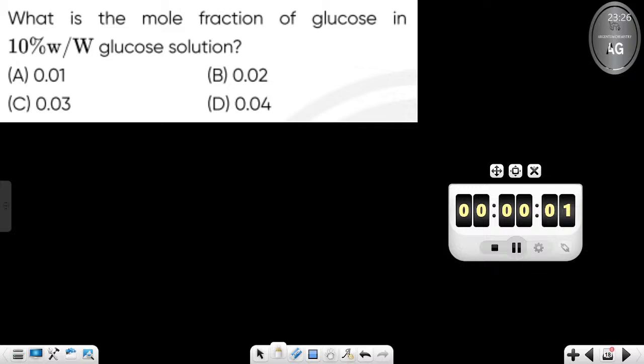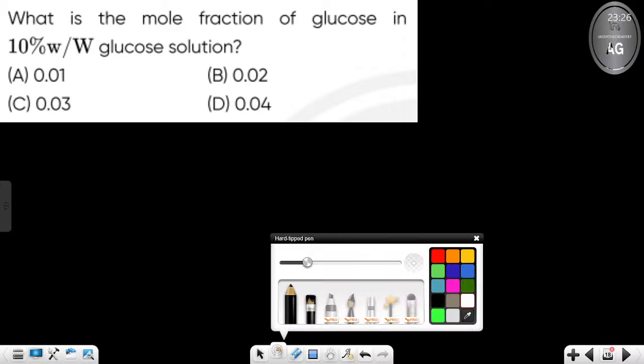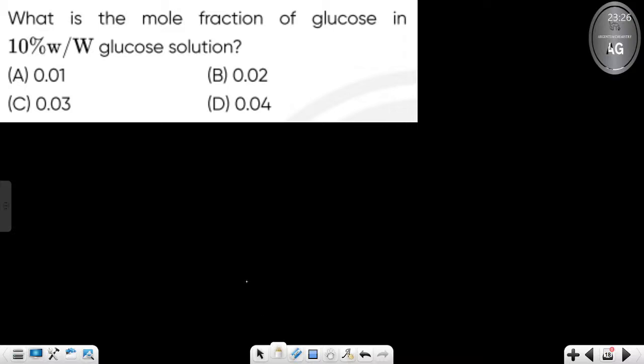Alright, now let's take up the question. What is the mole fraction of glucose in 10% weight by weight solution? Just some time back I discussed 10% weight by weight percent solution, and mole fraction is being asked. So what is going to be the answer? This glucose solution. This is a very easy one.